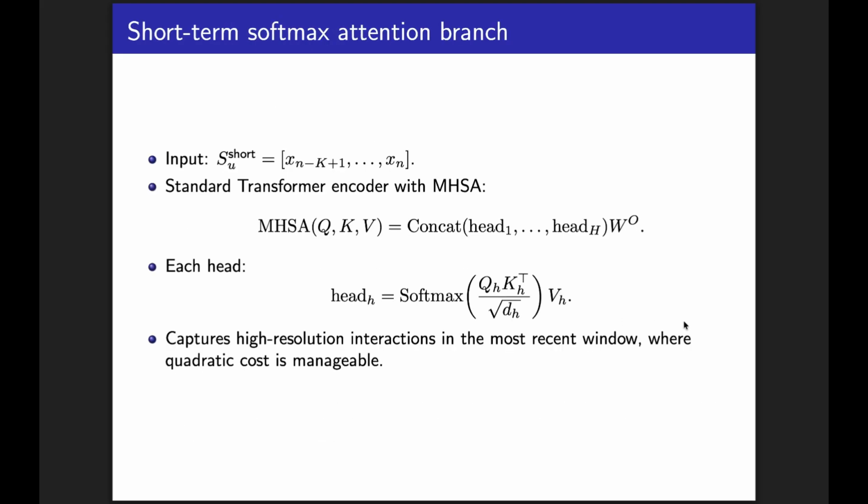So the rest is super easy, honestly, because we have the short-term branch, which has only k events. And for this, we just can use the standard transformer encoder with multi-head self-attention. We have multiple heads, same query key values. But here, at some point, we're going to have the n by n matrix. Actually, the k by k matrix, because k is the length of the short-term sequence that we are considering in this branch.